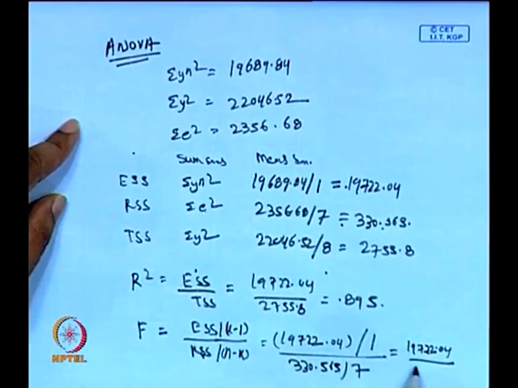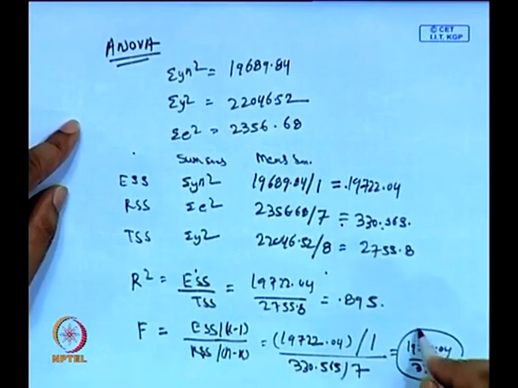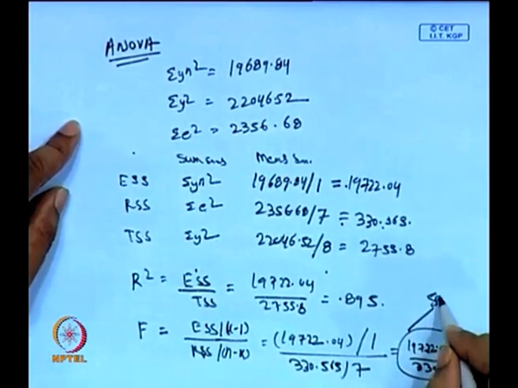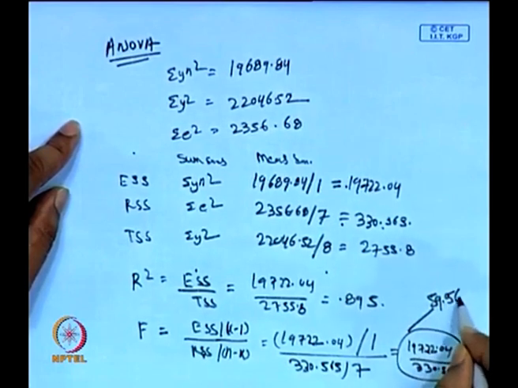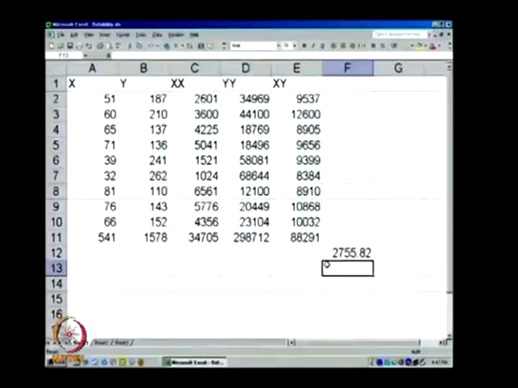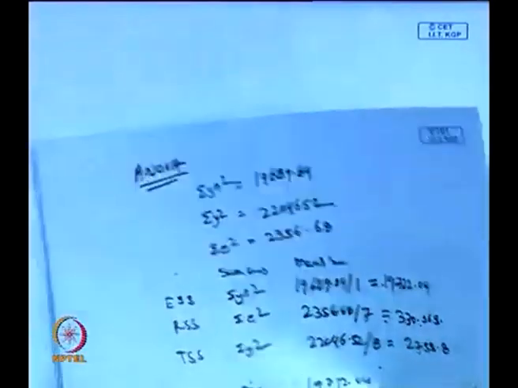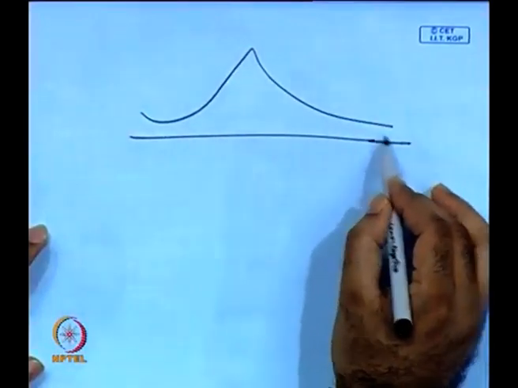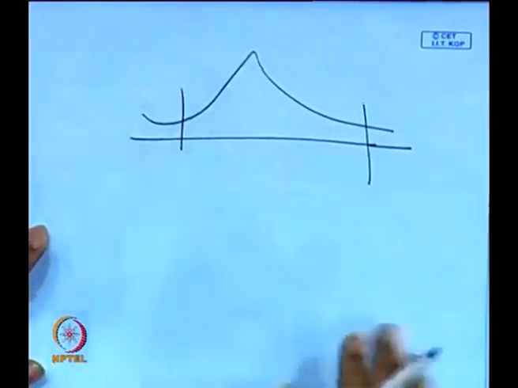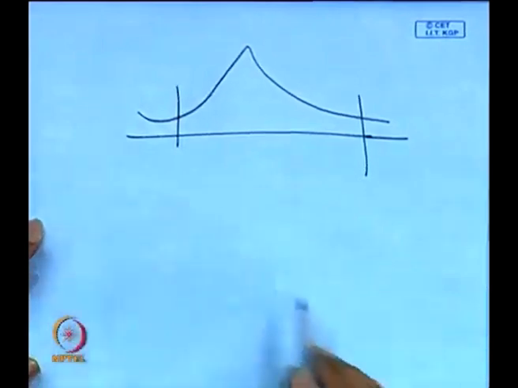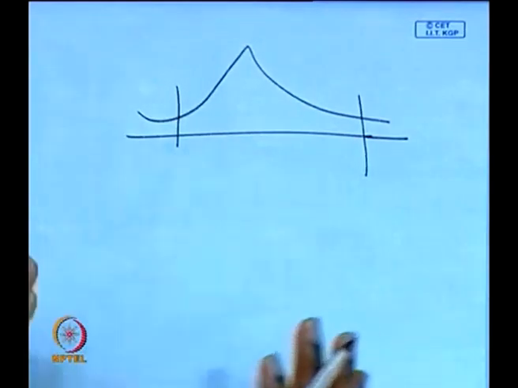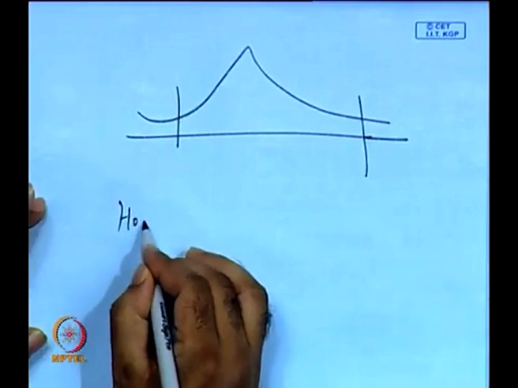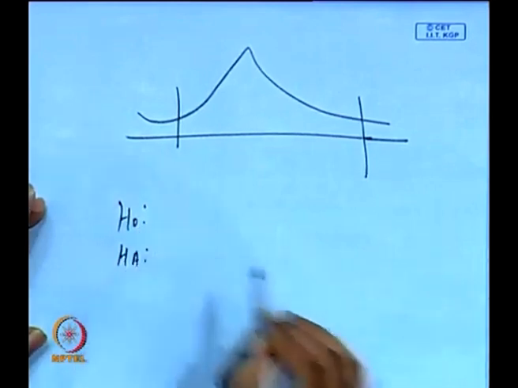So, 19722.04 divided by 330.565. If we simplify this, then F will give you 59.56. So, the moment you get F, you will again go for the statistical significance of this particular test. Okay. So, now we have to assume that this particular item is equal to 0. So, again you have to set the null hypothesis and the alternative hypothesis.